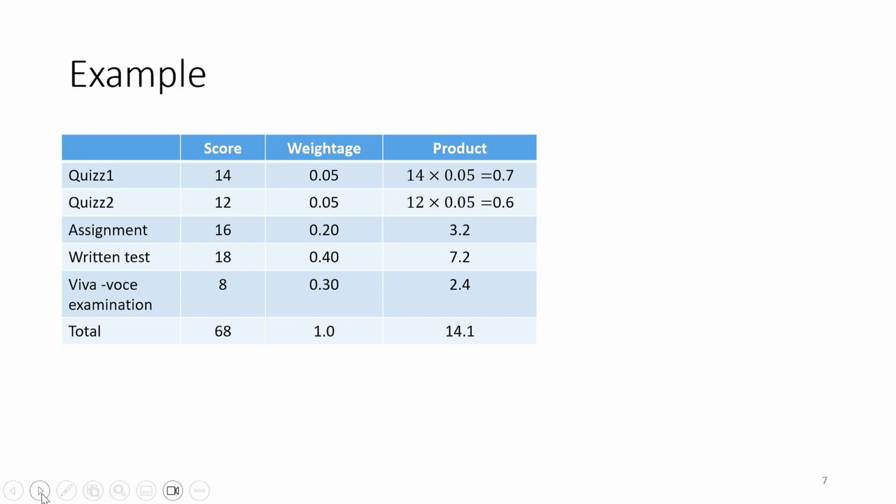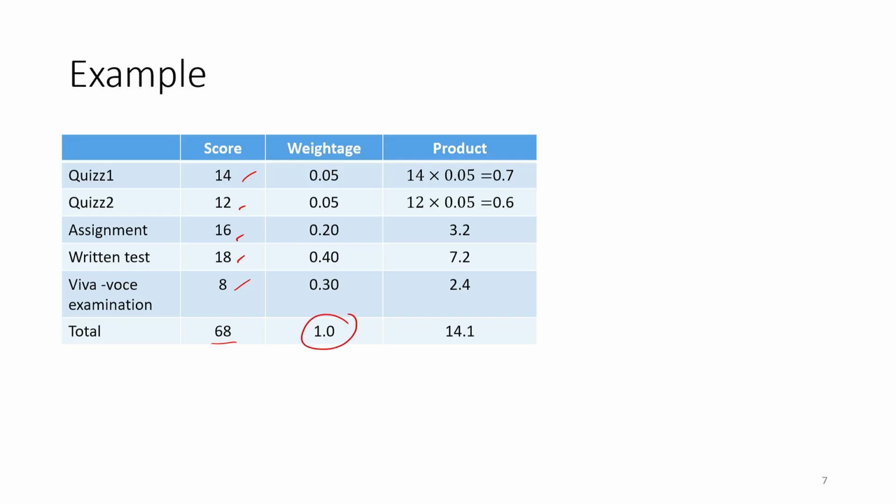We can give an example now. Here again, let us say that same data we are taking, the score for quiz 1, quiz 2, assignment, variables, examinations are all stated here, and the total is 68. The weightage that has been decided by the evaluator is 0.05 for quiz 1. 0.05 means basically 5% weightage. Quiz 2, 0.05, assignment 0.2. Like that, if these are the weightage, the sum of the weightage is 1.